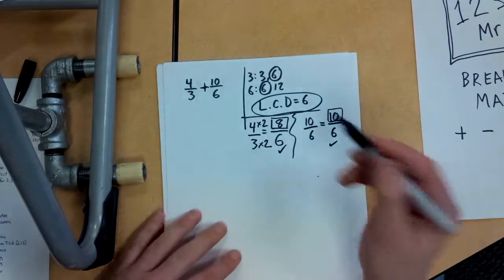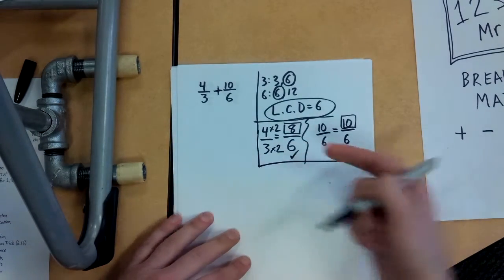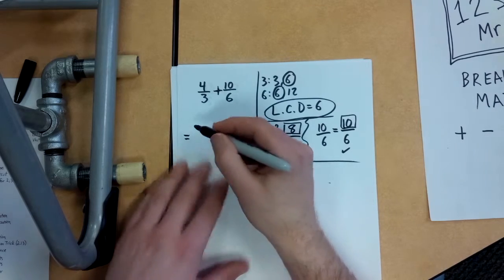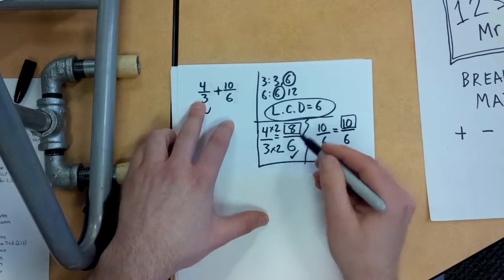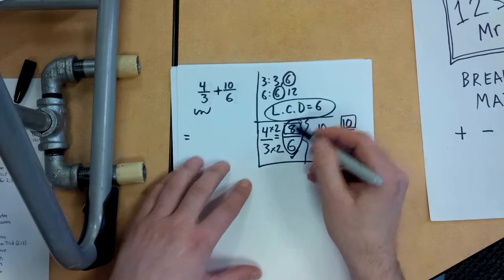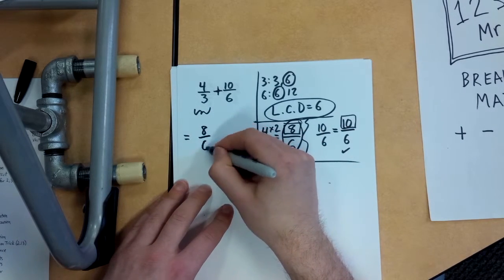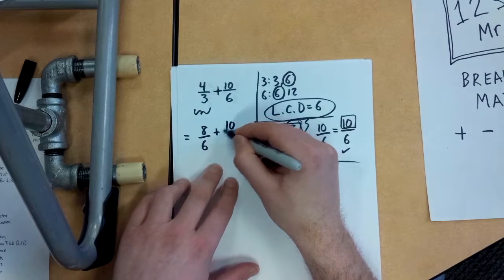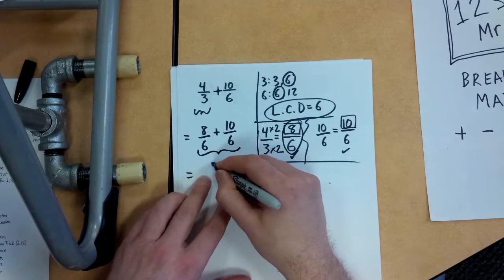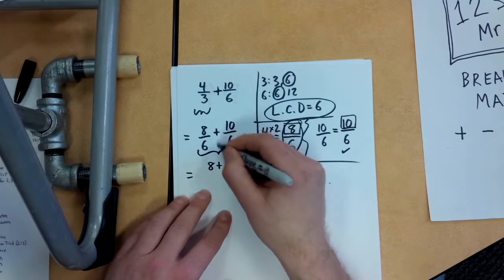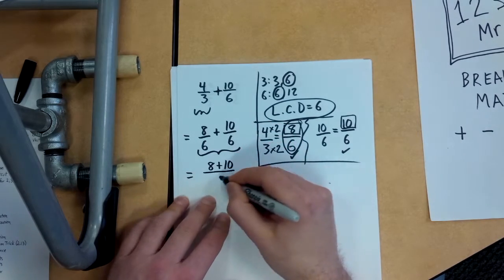So there's our two new things there, and I'm going to use this information and put it back into my work. So there's my equal sign, there's my bracket, and I'm going to change this to be 8 over 6, because that's what it is. 8 divided by 6 plus 10 divided by 6. And now this is that very important part. I'm going to combine them together. 8 plus 10, plus sign, all over 6.